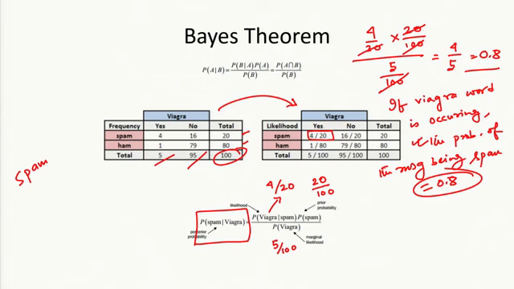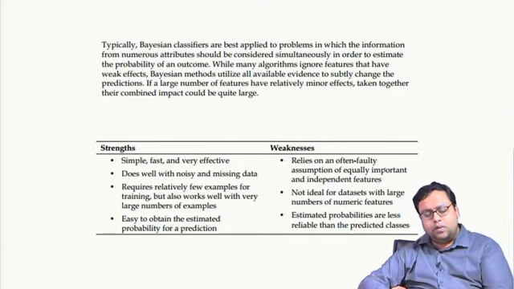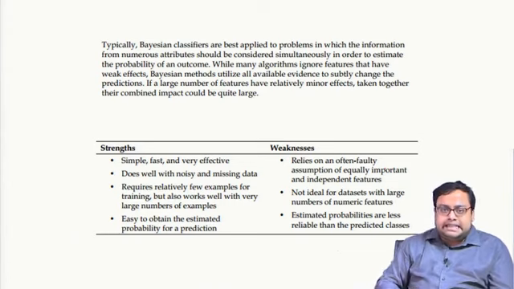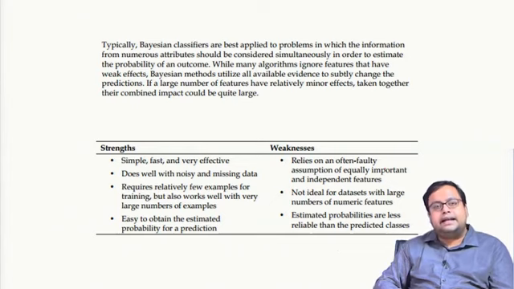Now, this is very simplistic. This is naive Bayes because it is naive, it is very simplistic to find out that probability, and it is based out of Bayes theorem. That is why this is naive Bayes. What are the strengths? It is simple, it is fast and very effective, does well with noisy and missing data. So, even if some of the data is missing or noisy, it can handle that.